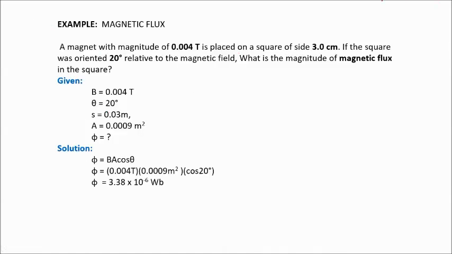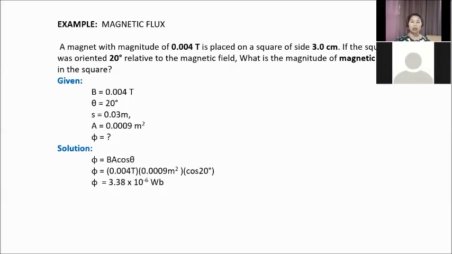Okay, so sample computation about magnetic flux. A magnet with magnitude 0.004 Tesla is placed on a square of side 3.0 cm. If the square was oriented 20 degrees relative to the magnetic field, what is the magnitude of magnetic flux in the square? So, recall natin yung given. This is magnetic field, 0.004 T is magnetic field. 3.0 cm is side only, one side of a square. And the angle is 20 relative to the magnetic field. So what is the magnetic flux? So yan ang question mark.